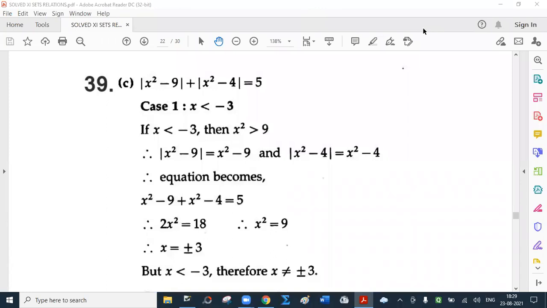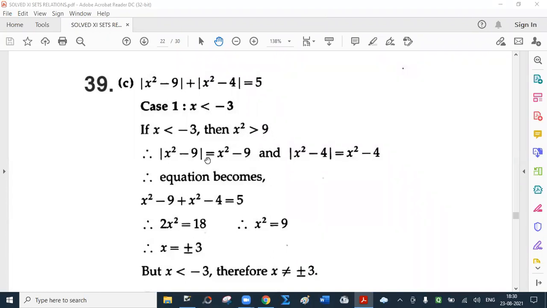C part, mod of x square minus 9 plus mod of x square minus 4 equal to 5. We have to consider 5 cases. First case, suppose x is less than minus 3. Now you will ask me, why have you chosen minus 3? See, 9 has 2 roots, plus 3 and minus 3. Similarly, 4 has 2 roots, plus 2 and minus 2. That is why. So if x is less than minus 3, then x square will be greater than 9.